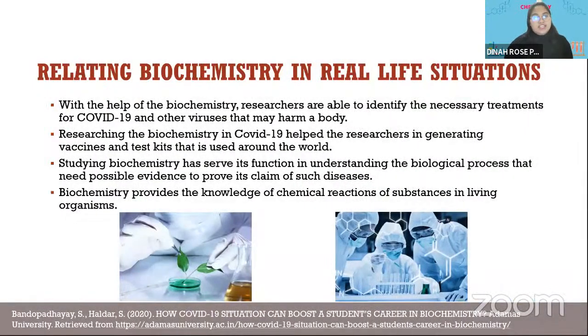So lastly, in relating biochemistry to real-life situations, with the help of biochemistry, researchers are able to identify the necessary treatments for COVID-19 and other viruses that may harm a body. Researching the biochemistry in COVID-19 has helped the researchers in generating vaccines and test kits that are used around the world. Studying biochemistry has served its function in understanding the biological processes that need possible evidence to prove the claims of such diseases. So lastly, biochemistry provides the knowledge of chemical reactions of substances in living organisms.